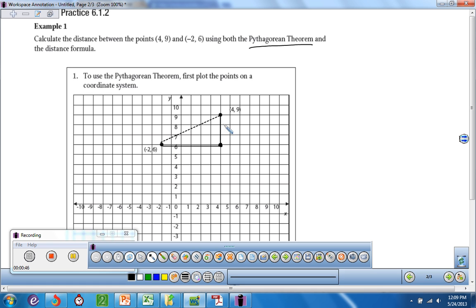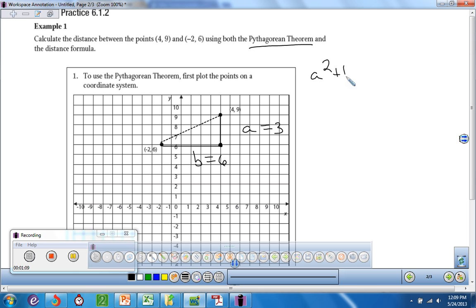Now, to use the Pythagorean theorem, we're right on specific places. So what I'm going to do here is just count. I'm going to call this A. So I'm going to go 1, 2, 3. So A is 3. Then this line should be at 6, so 1, 2, 3, 4, 5, 6. So B is 6.